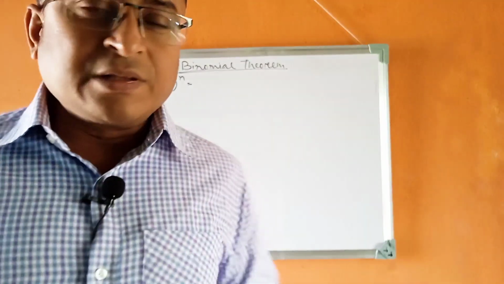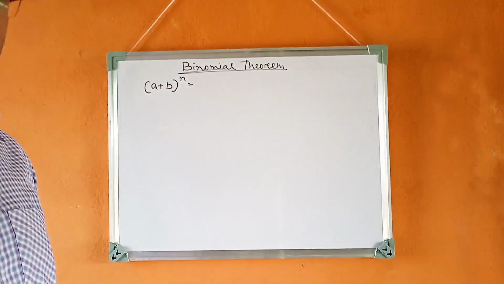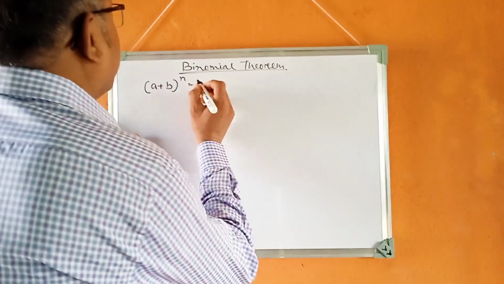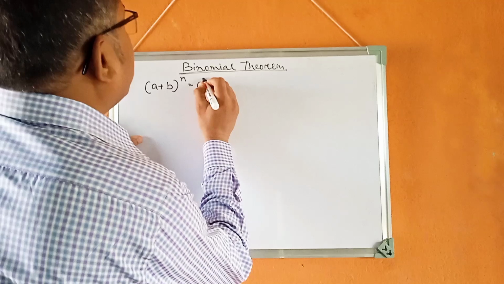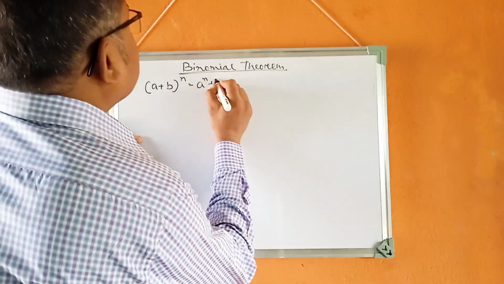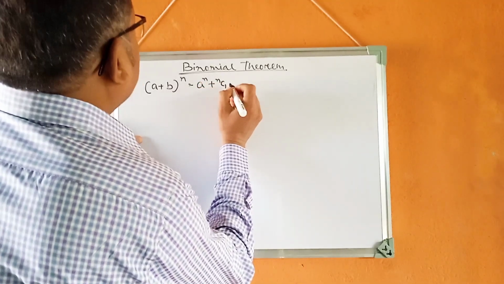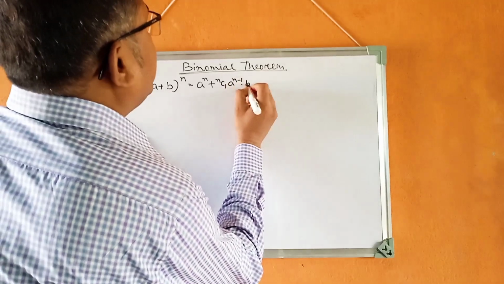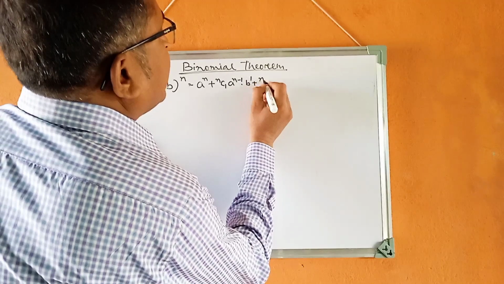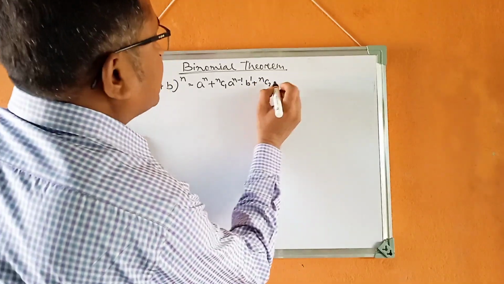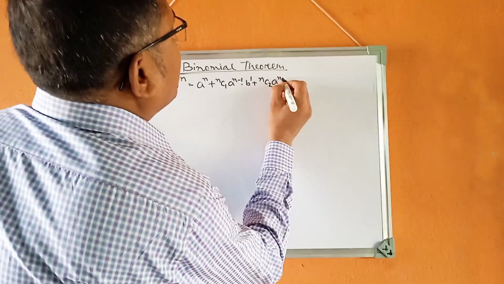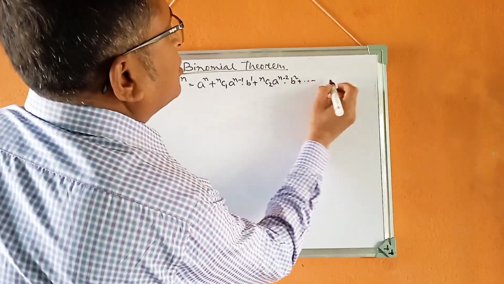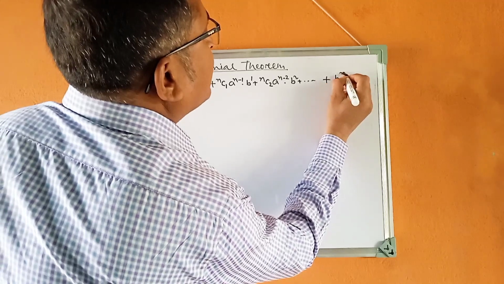Okay. So first of all, see the formula: (a + b)^n, n is any natural number. Remember it. So the formula is a^n, then plus nC1 a^(n-1) b^1, plus nC2, C means combination, nC2 a^(n-2) b^2, plus dot dot dot, and the last term is b^n.